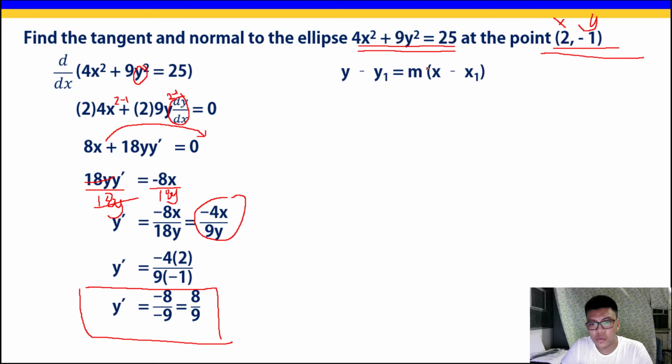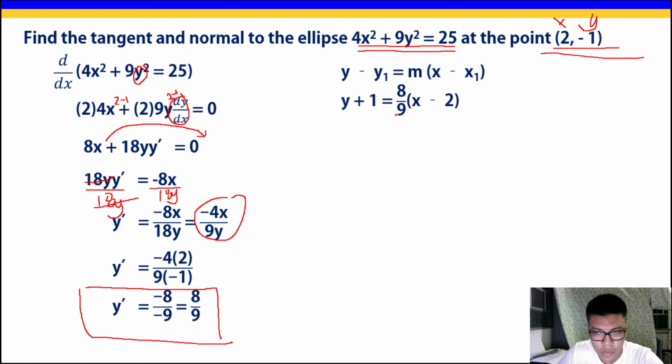So pwede na natin ngayon gamitin sa ating point slope form. So y minus y sub 1 is equal to m times x minus x sub 1. So palit-palit lang, plug in lang. So y minus y sub 1, so yung ating y sub 1, negative 1. Negative times negative, naging positive. So yung ating slope, 8 over 9 times x minus, so yung 2, pasok ko lang, so negative 2 dyan.